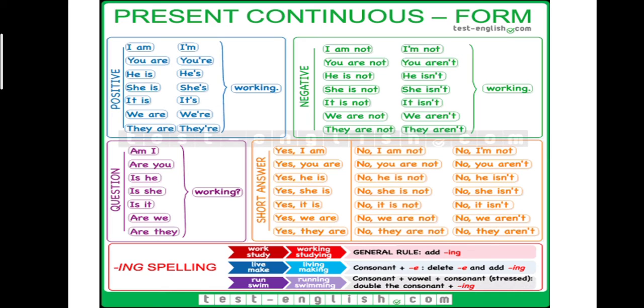And with questions, we start the questions with am, is, are, and then the subject, and then the verb plus ing. So we say, for example, are you working? Is she working? And so on. And the answer would be yes, I am. No, I am not. Yes, he is. No, he isn't. Yes, we are. No, we aren't.